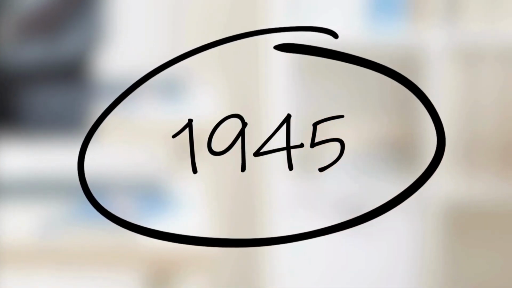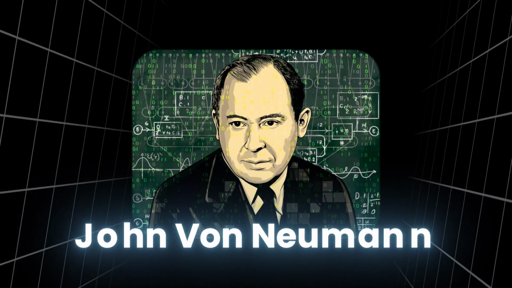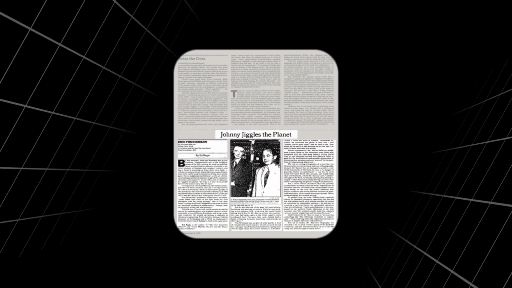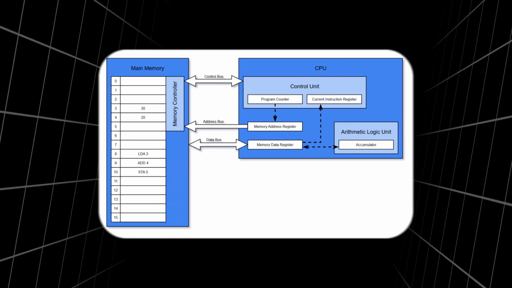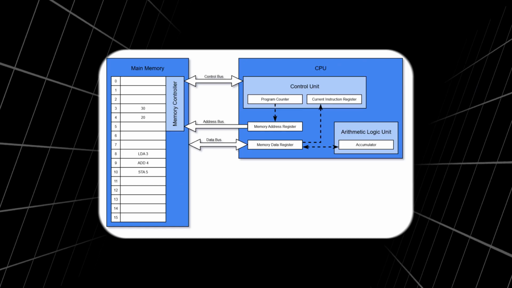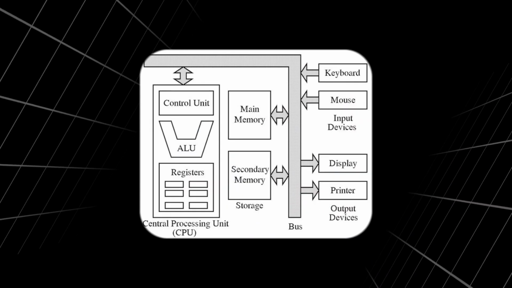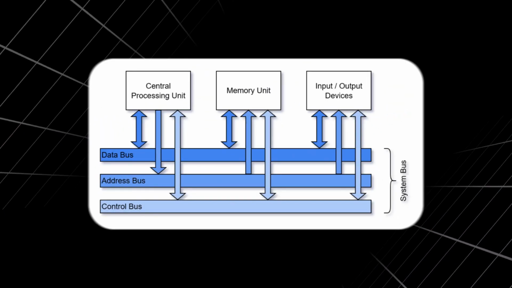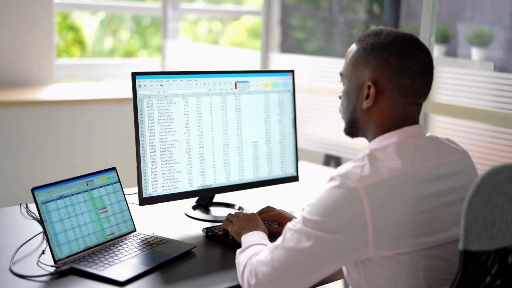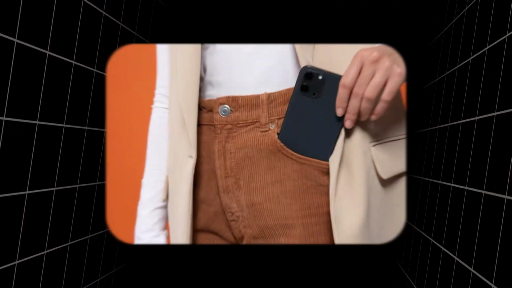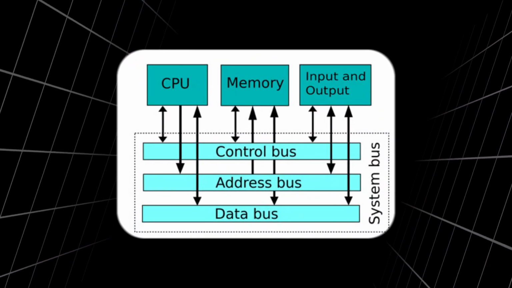In 1945, a mathematician named John von Neumann wrote a paper that's arguably the most consequential engineering document of the 20th century. He described a simple machine with 4 parts: a processor that does math, a memory that stores data and instructions together, an input-output system, and a single bus connecting them all. That design is called the von Neumann architecture, and almost every computer you've ever touched, from the Apollo guidance computer to the phone in your pocket, is built on that exact same blueprint.